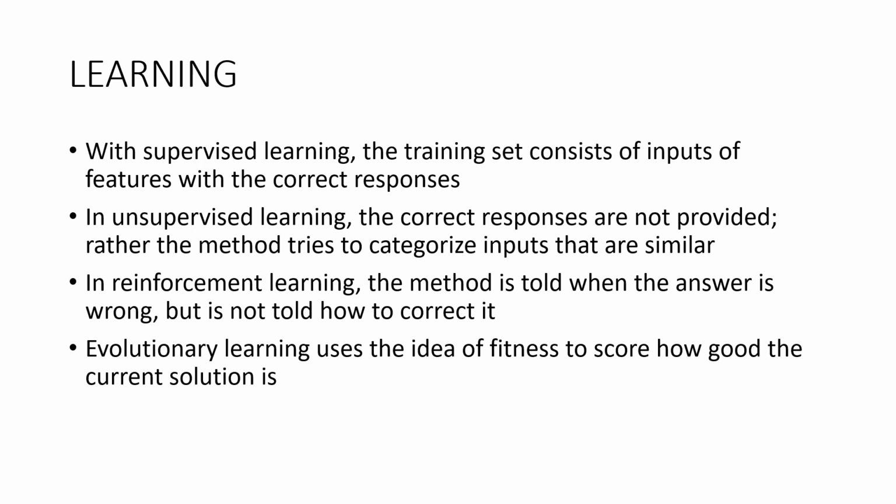Reinforcement learning is essentially you know what the correct answer is, but you don't give the correct answer to the model. You just tell it when it gets the answer wrong. You just say, yes, you're right, or no, you're wrong. But if it's wrong, you don't tell it what the correct answer should have been. And then there's also somewhat less used evolutionary learning, which is basically the idea of evolution of biological systems. Genetic algorithms would be a very common example of evolutionary learning.